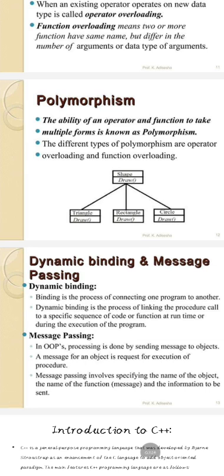Then last topic, dynamic binding. Dynamic binding means the function call is decided at runtime instead of compile time. It is mainly used with inheritance and polymorphism.